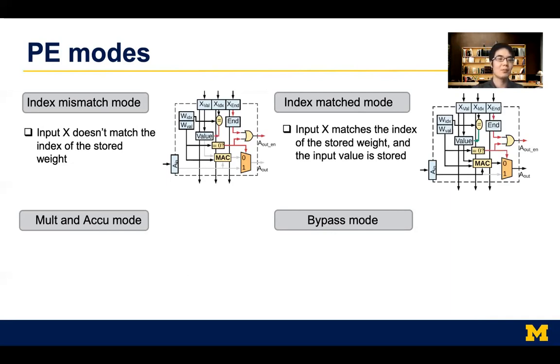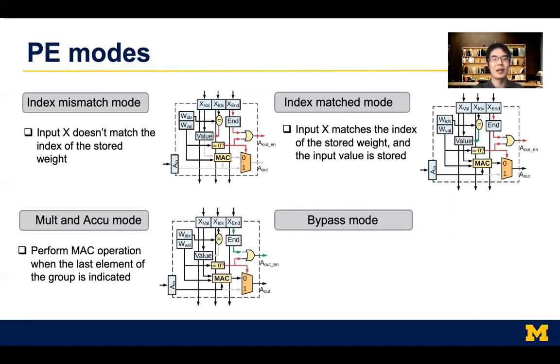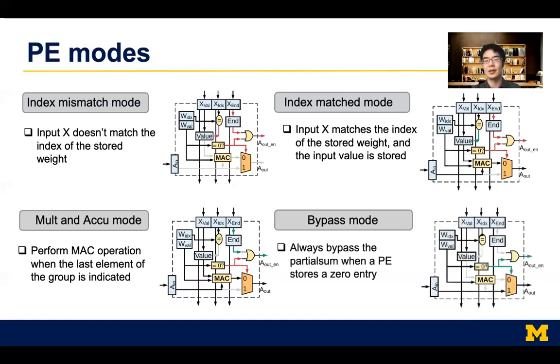In the multiply and accumulate mode, it will be activated when the end signal is high. At this moment, the PE will perform the MAC operation with the partial sum from the left PE and send the results to the right neighboring PE. And even with matrix packing, it's still possible that there are zeros in the condensed matrices. So we add a bypass mode, which always bypasses the partial sums when the PE stores a 0 entry.